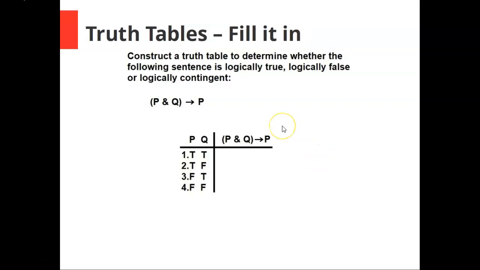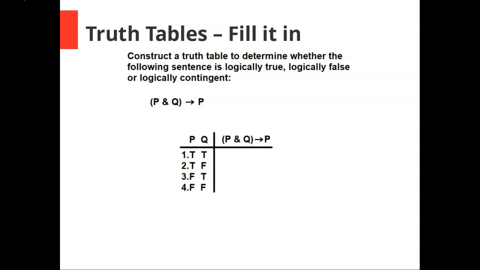Okay, to fill in a truth table, you've got to keep 2 things in mind. You have to be able to analyze the sentence in terms of its parts, and you have to keep in mind those 5 rules. A conjunction is only true when both conjuncts are true. A disjunction is only false when both disjuncts are false. A conditional is only false when the antecedent is true and the consequent is false. A biconditional is only true when both components are true or both components are false. And a negation is only true when the sentence being negated is false, and vice versa.